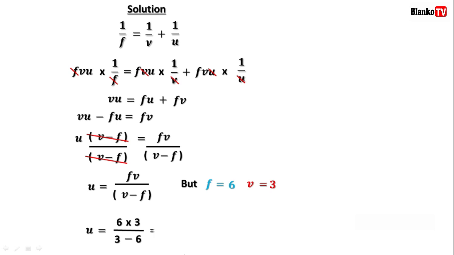So 6 multiplies 3 to give us 18, over 3 minus 6 which will give us negative 3. So 18 divided by negative 3 will give us negative 6.